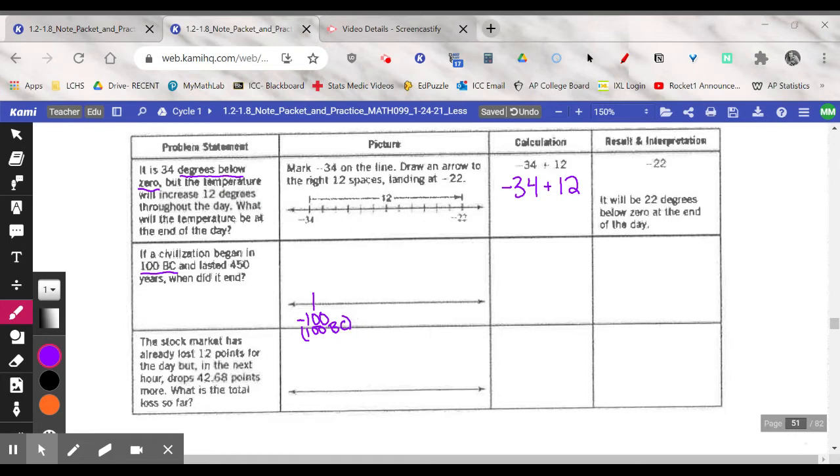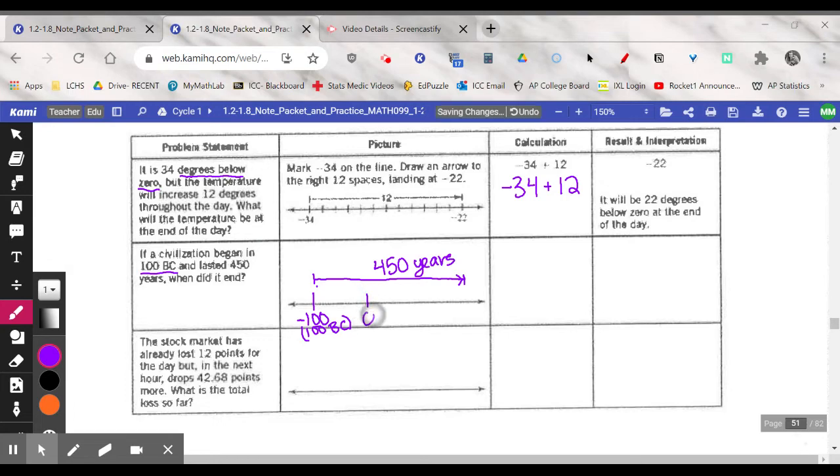So if we start at negative 100, we want to think which direction are we going from there if it lasted 450 years. That would mean it would be going in the positive direction, because if we started in the year 2000 and something and it lasted 5 years, we would end in 2005. So you would add on those 5 years. So for this, you're going to be adding 450 years in the positive direction.